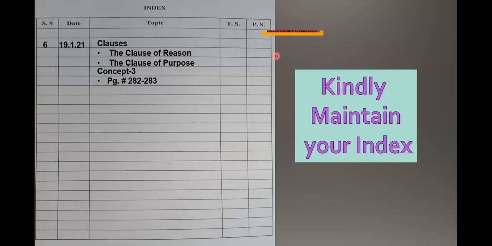Well, I already gave the example of adverbial clause. Adverbial clauses are all these clauses, the clauses of reason, the clauses of purpose, Abdul Rahman. I just gave you the example. Kindly write the index, everyone.